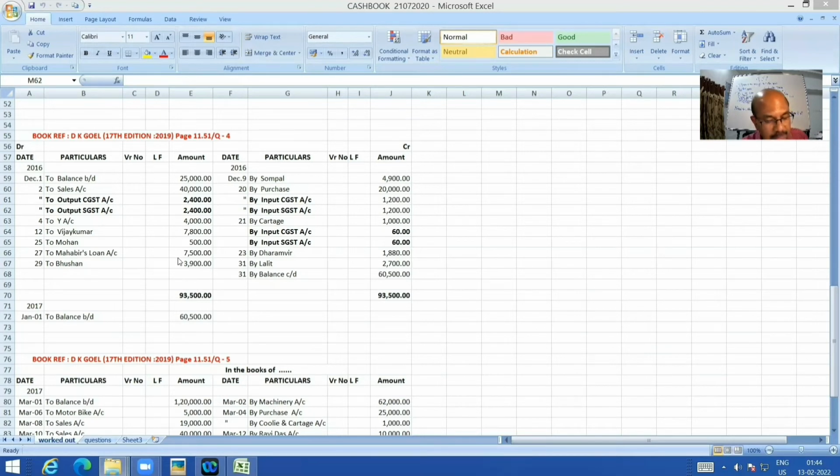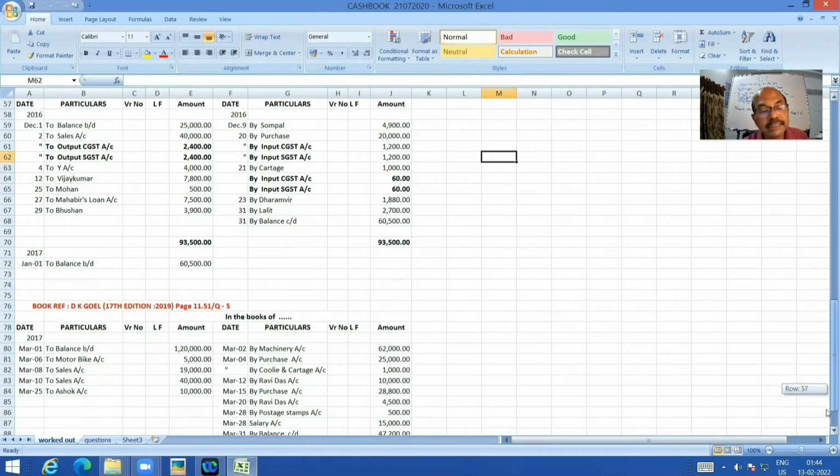Received from Bhushan, 3,900. To Bhushan 3,900. I'm strong enough now to ignore the discount, so I'm not accounting it. Total the heavier side 93,500. Put the same total here 93,500. And the difference comes 60,500 by balance carried on. Next day itself, I'm bringing it down. That's a formality. To balance brought down the same total, and our respectable author has agreed to that. Answer as 60,500. Fine. Let us now take up the next question, that is the last one.